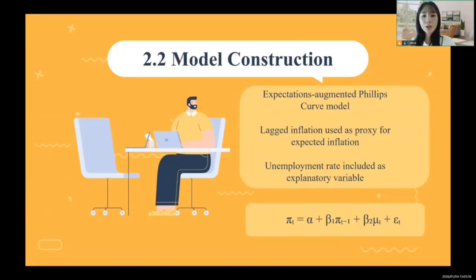Then we use an expectations-augmented Phillips curve. This means current inflation depends on past inflation and current unemployment. Lagged inflation is used as a proxy for expected inflation. This model better reflects modern economic theory.